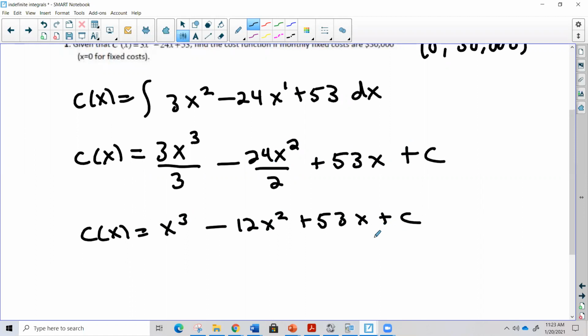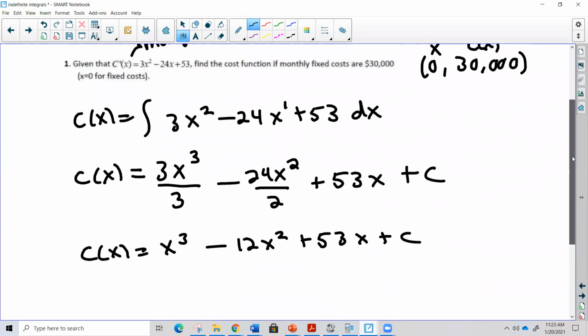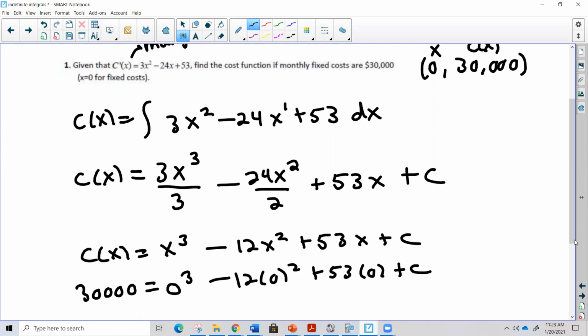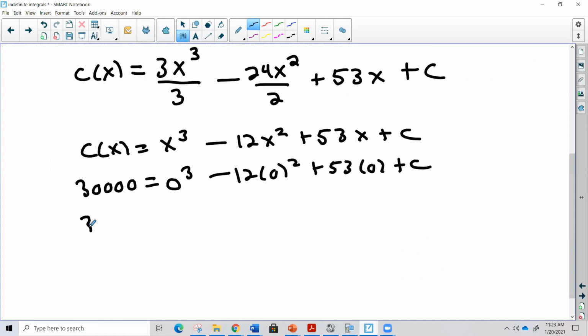So this is a general function for my cost function, but because they told me a specific point on the original graph, I can find c. So to do that, I plug 30,000 in for my cost, and I plug 0 in for my x, because that's the information I know. So when I do that, I get 30,000 equals, 0 cubed is 0, minus 12 times 0 squared is just going to give me 0, plus 53 times 0 is just going to give me 0. So this becomes 0 plus c, which is just c.